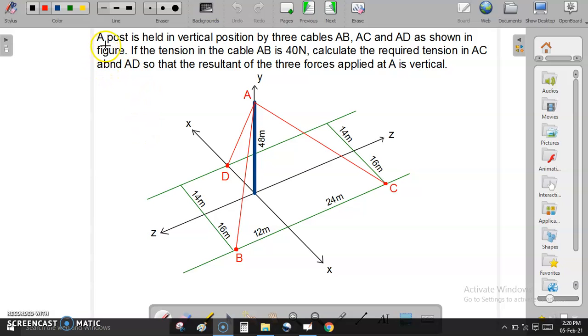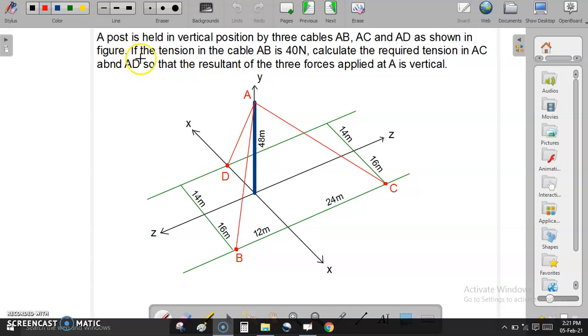Okay. A post is held in vertical position by three cables AB, AC and AD as shown in the figure. So here you can see a post, this particular one that is in blue color. This is a post and it is placed vertically along the y-axis. So the floor is the XZ plane and this pillar or the post is kept vertically upward in the y direction by using three cables, that is AC, AB and AD respectively.